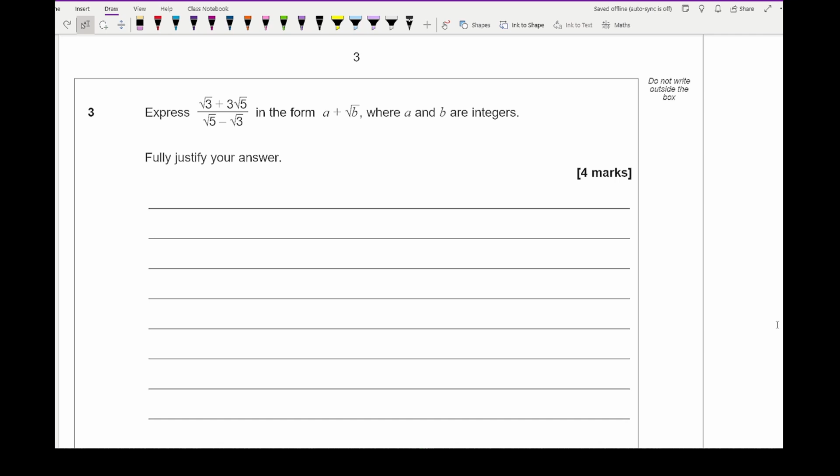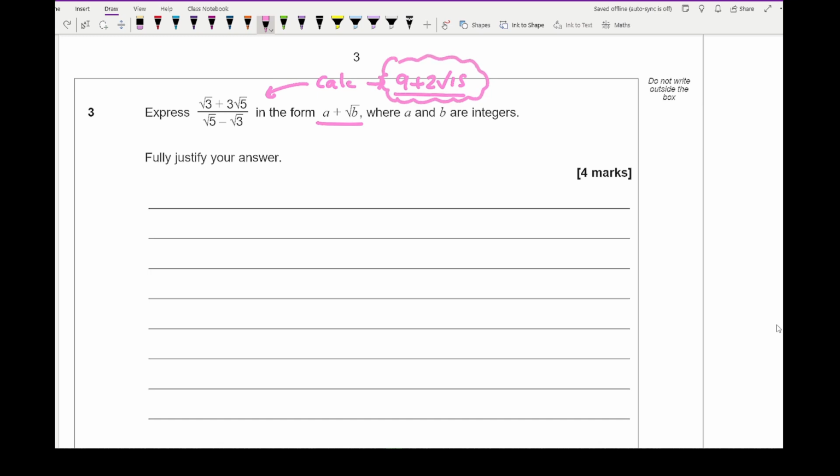Now if you've got one of the Casio calculators, let me just quickly check to see if this will give you the correct answer. If I type in root 3 plus 3 root 5 over root 5 minus root 3, it does give me 9 plus 2 root 15, which is in the format that they want. So straight away I know what my final answer should be.